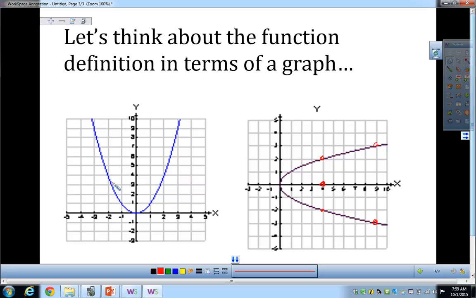Just wondering, wouldn't the one on the right be a graph for an absolute value equation or something?